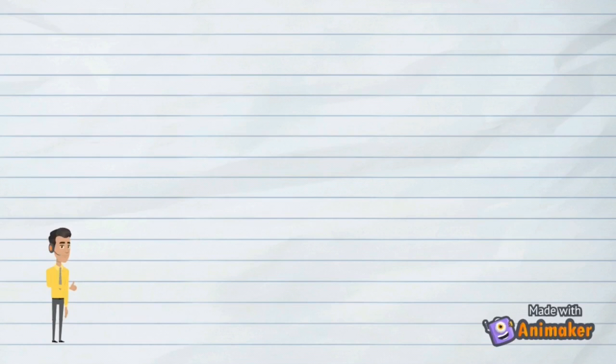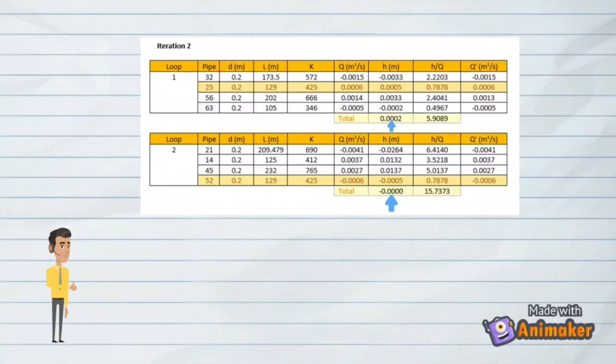When the total head loss for the 2 loops is not equal or near to 0, we must repeat the same steps for the second iteration to make sure that the total head loss is equal or near to 0, in order to find the actual flow rates and head loss. That's all from me, thank you.